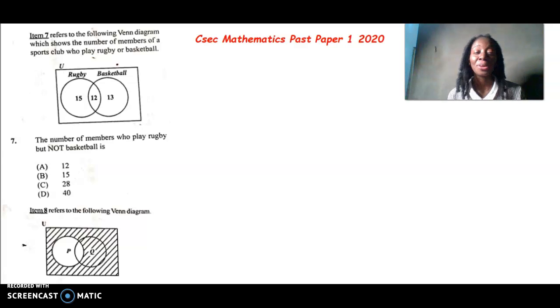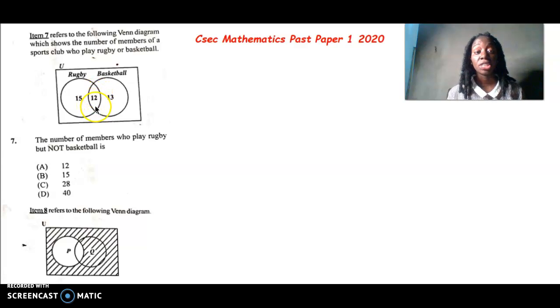Everyone, let's continue at question number 7. Item 7 refers to the following Venn diagram, which shows the number of members of a sports club who played rugby or basketball. So here we have a Venn diagram showing the subsets rugby and basketball. If you notice, these two subsets overlap. At the point at which they overlap, that is known as the intersection.